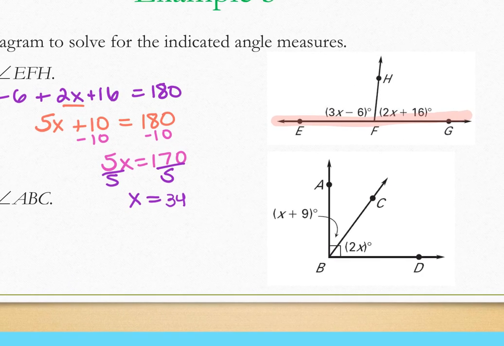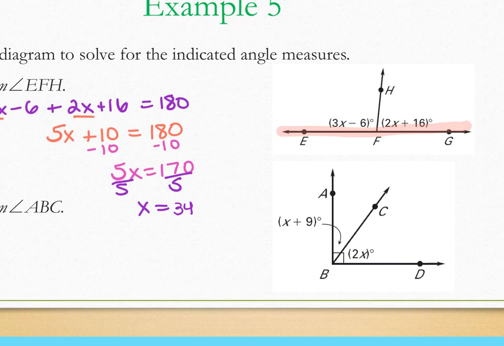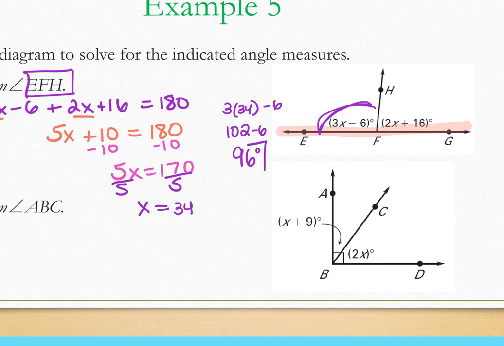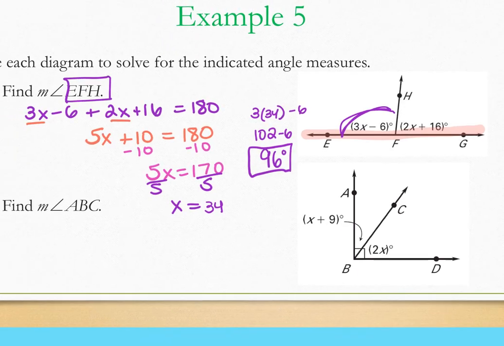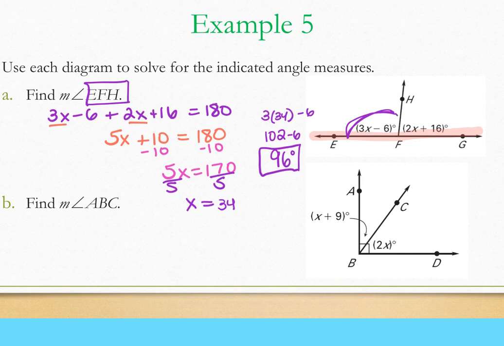Which we now know x is 34. And it wants you to find EFH, which is the one on the left. So I do 3 times 34 minus 6. 102 minus 6, which is 96 degrees. Questions on that one?